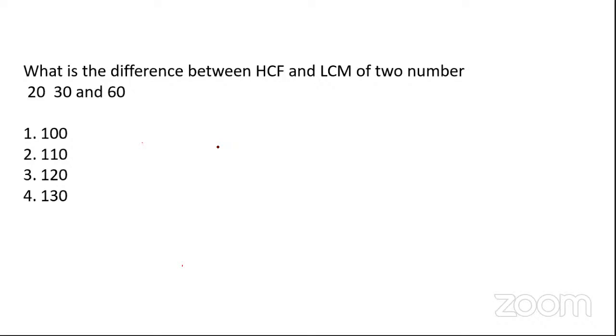So the answer options are 120, 110, 100, 130. So what answer will you be getting? First we have to take the LCM. Okay, the LCM of 20, 30, and 60.